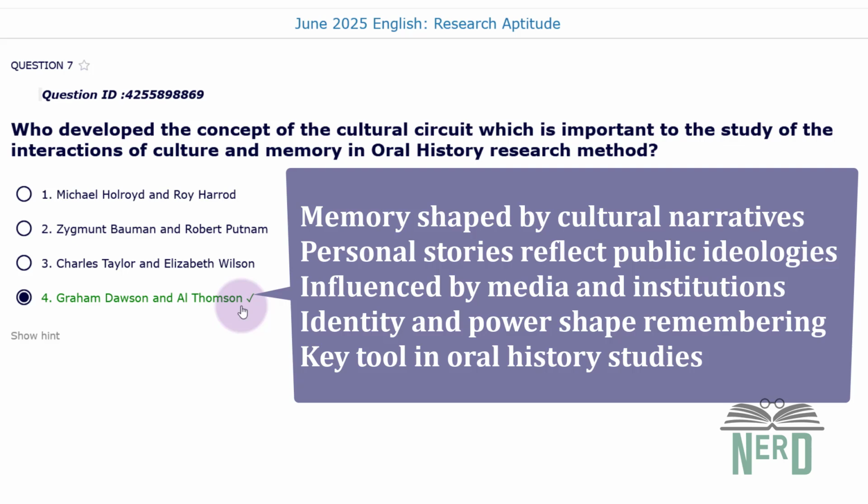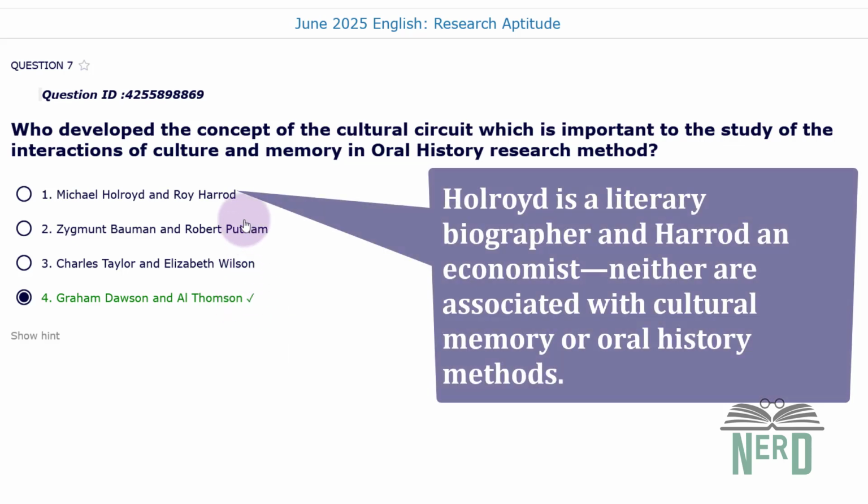The cultural circuit allows oral historians to trace how personal testimony interacts with collective memory and national narratives. How a war veteran's account might echo a government's patriotic script or contradict it entirely. Now let's look at the other option. Option A includes Michael Holroyd and Roy Harrod. Holroyd is known for his literary biographies, particularly of George Bernard Shaw, while Harrod was an economist known for the Harrod-Domar model of economic growth. Their work has no connection to oral history or memory studies.